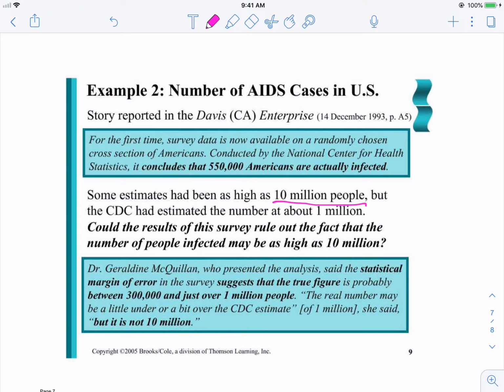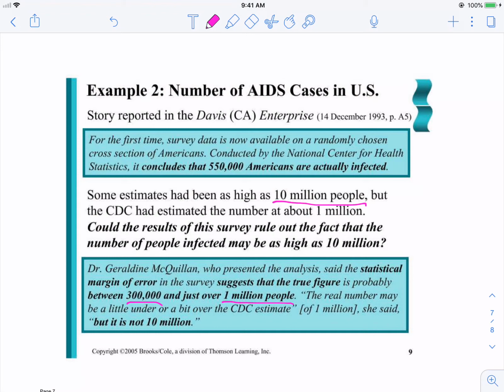said that the statistical margin of error in the survey suggests that the true figure is probably between 300,000 and just over 1 million people. The real number may be a little under or a bit over the CDC estimate of 1 million, but it is certainly not 10 million.